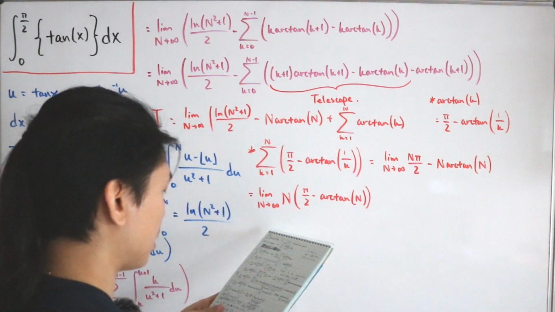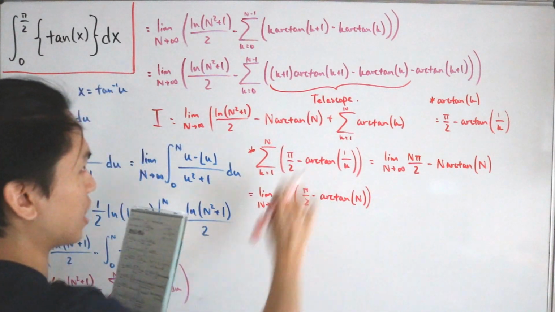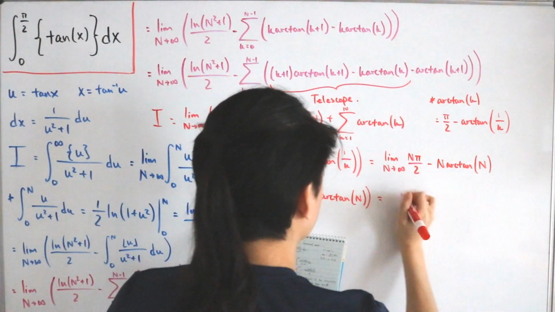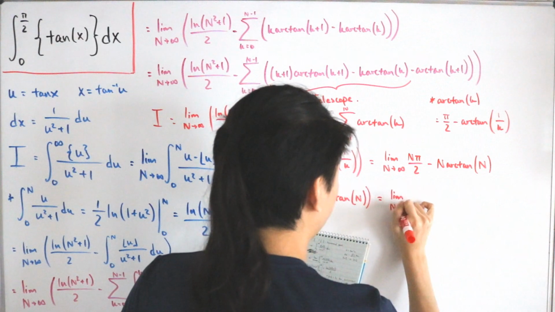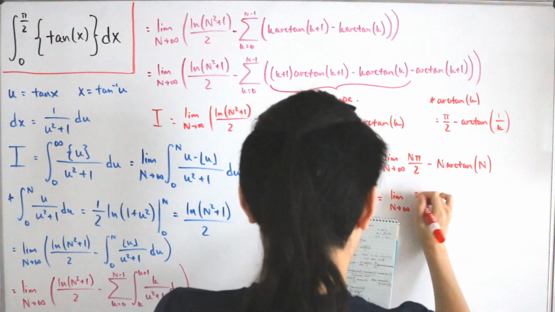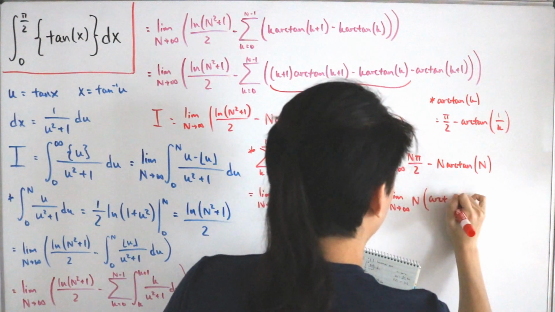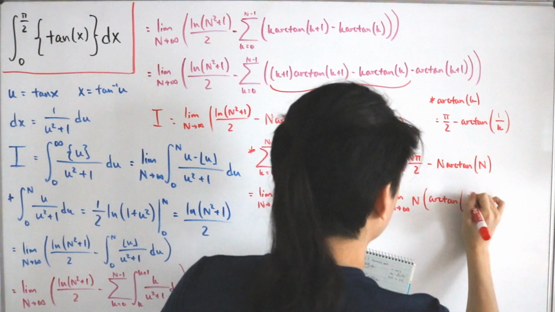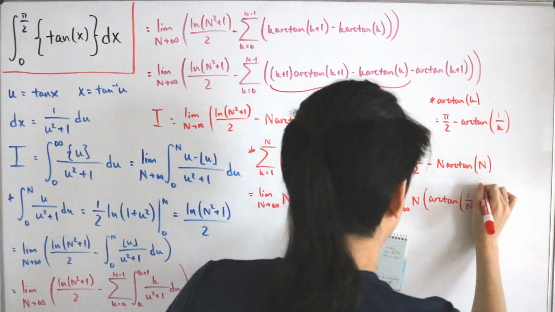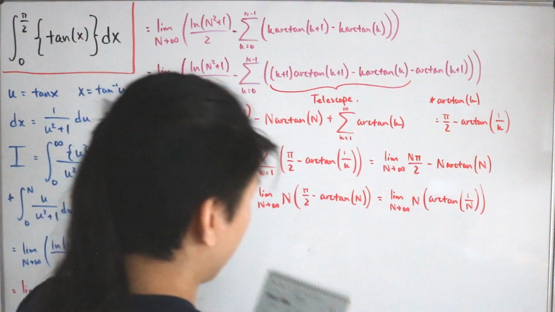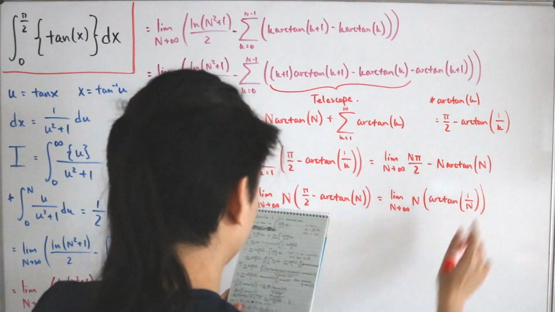And so in other words, we just use that same identity just like before and replace that. So now that leaves us with the limit as capital N approaches infinity of N times arctan of 1 divided by capital N. And with this in mind, all we have to do is take that limit as capital N approaches infinity.